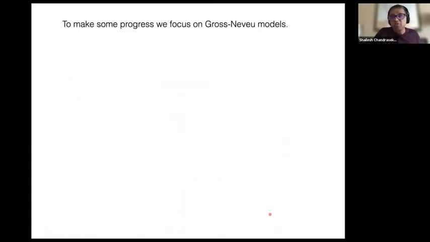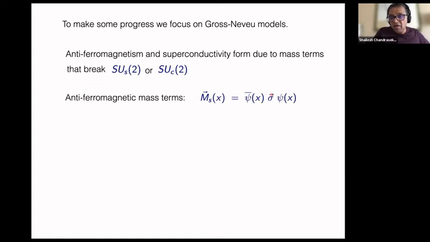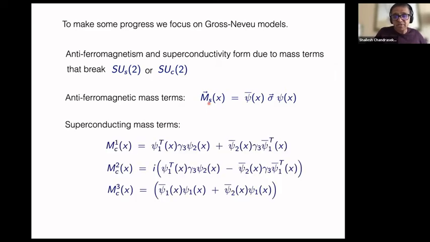So to make some progress, we have looked at Gross-Neveu models which have our symmetry breaking pattern, which either breaks the spin or the charge, right? So we were looking at mass terms, which are like the spin mass terms, which basically are anti-ferromagnetic terms, right? Or the charge superconducting terms. So there are 3 of them, 3 of these S's and 3 of these C's.